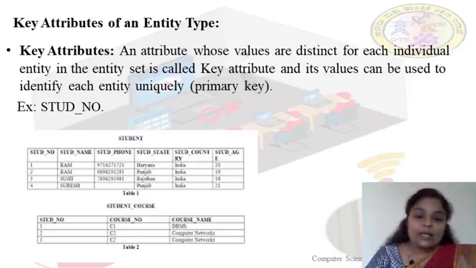See, each entity, I am using this to identify each row uniquely. That is called my key attribute, and those are called the primary key. We'll look at what primary key, candidate key and all are in further classes. The example of this is student number. Here I can have student number as the key attribute. I can't have student name as a key attribute because the name can repeat here. Fine? Okay.